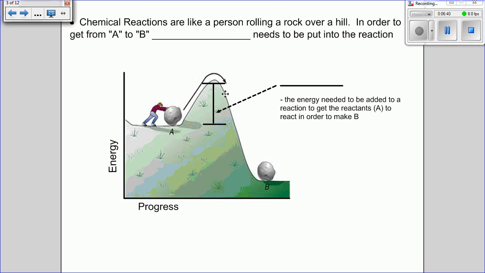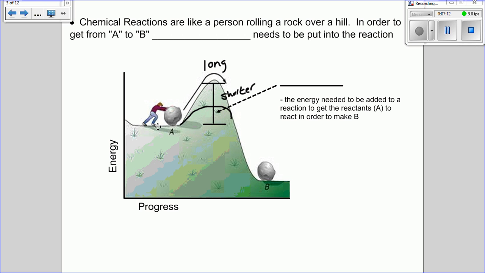And depending on the size of the hill, rolling that boulder over the hill will be easy or hard. So think of it this way. If you have a really high hill like this, this is going to take a long time. If you have a really short hill, this will be a shorter amount of time.